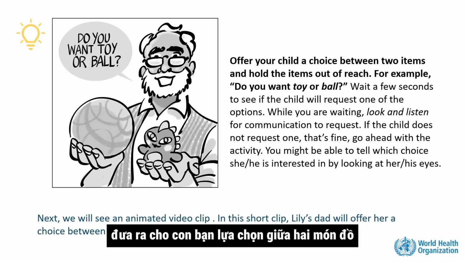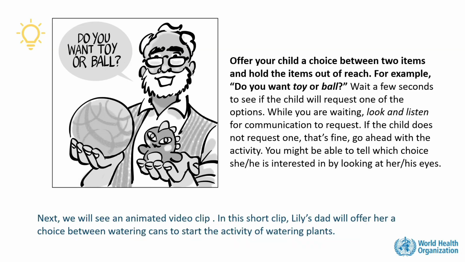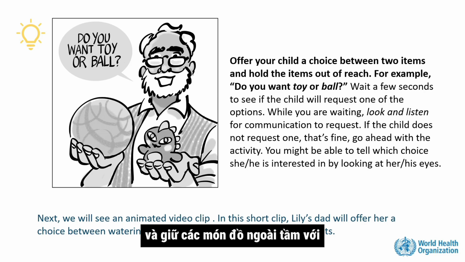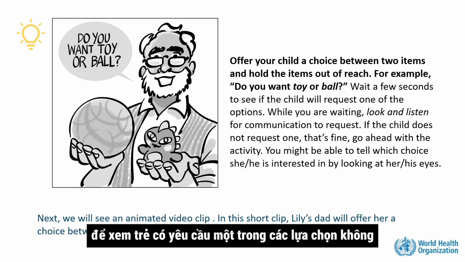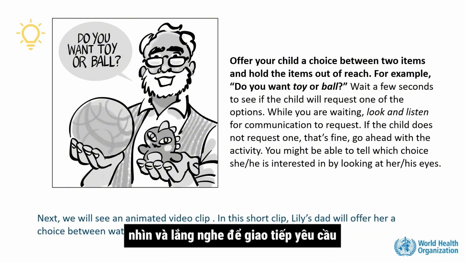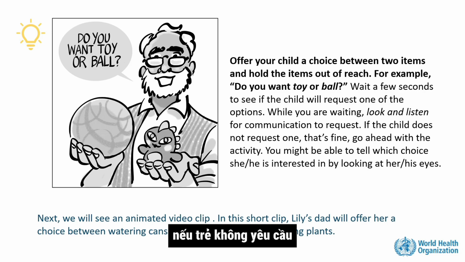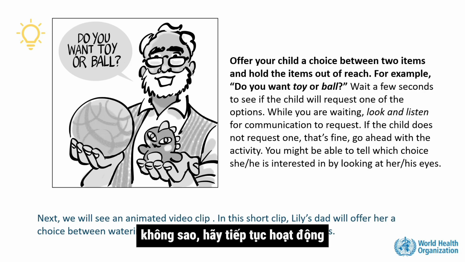Offer your child a choice between 2 items and hold the items out of reach. For example, do you want toy or ball? Wait a few seconds to see if the child will request one of the options. While you are waiting, look and listen for communication to request. If the child does not request one, that's fine. Go ahead with the activity.